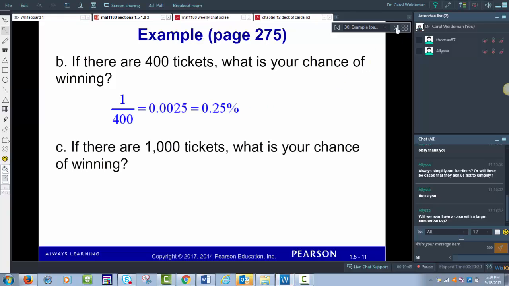And then let's make it even more interesting and say there's 1,000 tickets sold, and there's only one winning ticket. So what's your chance of winning? 1 out of 1,000, divided to get 0.001, multiplied by 100 to get the percent, which is 0.1%. And you have some homework where they have you do the fraction, the decimal, and the percent. So this is a good review of those answers.